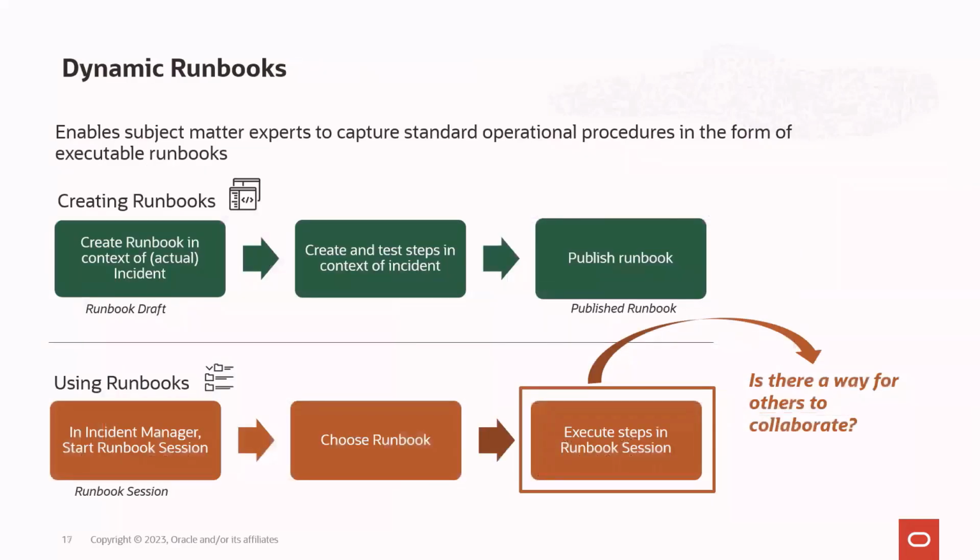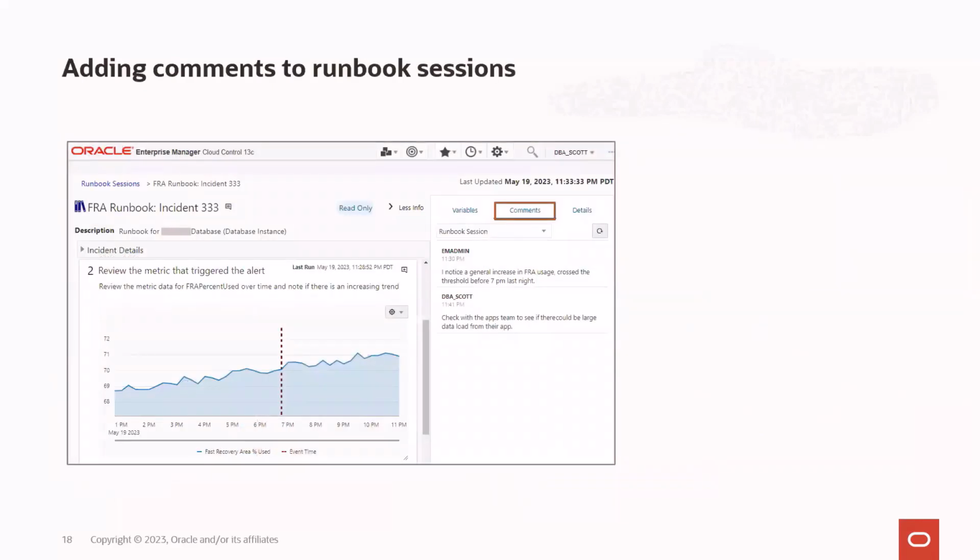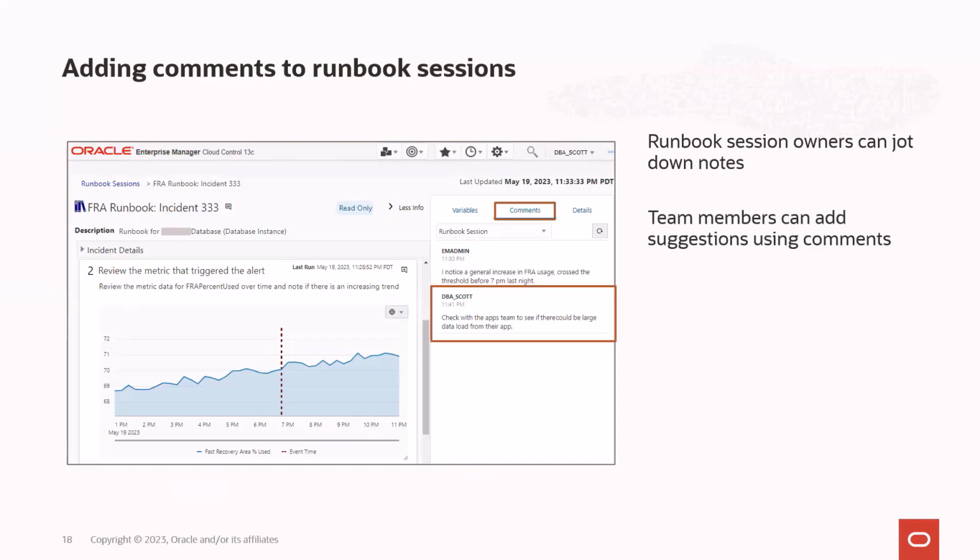As your colleagues are working on resolving the incident in the runbook session, is there a way for others to collaborate on this? Yes, this is possible using the comments feature. First, the runbook session owner, that is, the user working on the runbook, can jot down notes in the comment section as they work through the runbook steps. Other members of their team who have access to the incident can view the runbook session, see the triage output thus far, and provide their input, making it easy to collaborate since all comments are provided in context of the runbook.